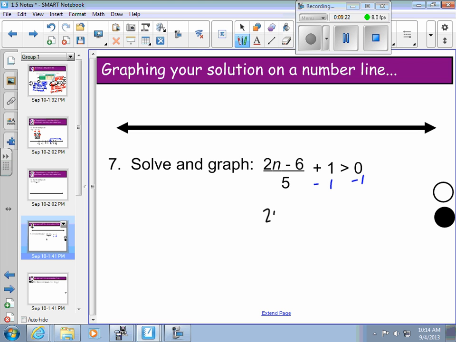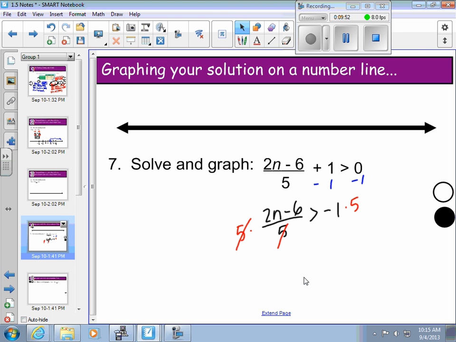So now we're left with this fraction term greater than, sorry. If we subtract 1 from 0, we're left with -1. All right, next step. Now we want to try to get rid of that fraction. Our variable n is being divided by 5. The opposite of dividing would be to multiply both sides by 5. So here we want to multiply both sides by 5. That would get these 5s to cancel out.